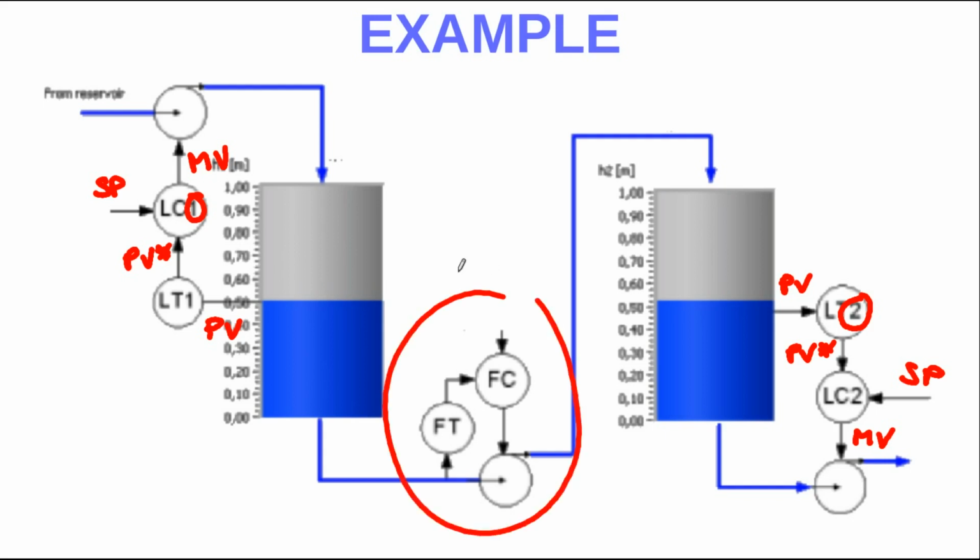Here we have a different control structure with a set point for the flow in this pump. Here we have the process variable. Now it's not level, it's flow. This is the flow translated into an electrical value, which is compared to the set point, which is also an electrical value, and then the manipulated variable, as a result of the controller action, is applied to the pump.